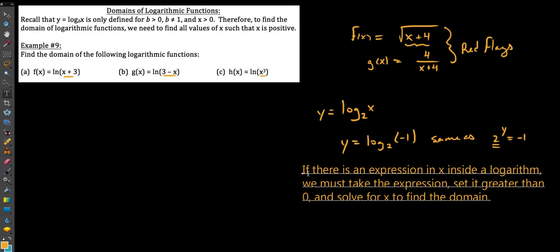Here's the thing. The inside part of our log must be set greater than 0, and not greater than or equal to 0. For the same kind of reason as with negatives, if you were to try log base 2 of 0, that would be the same as 2 to the what equals 0. There's no exponent that I can raise a positive base to and get 0 for an answer.